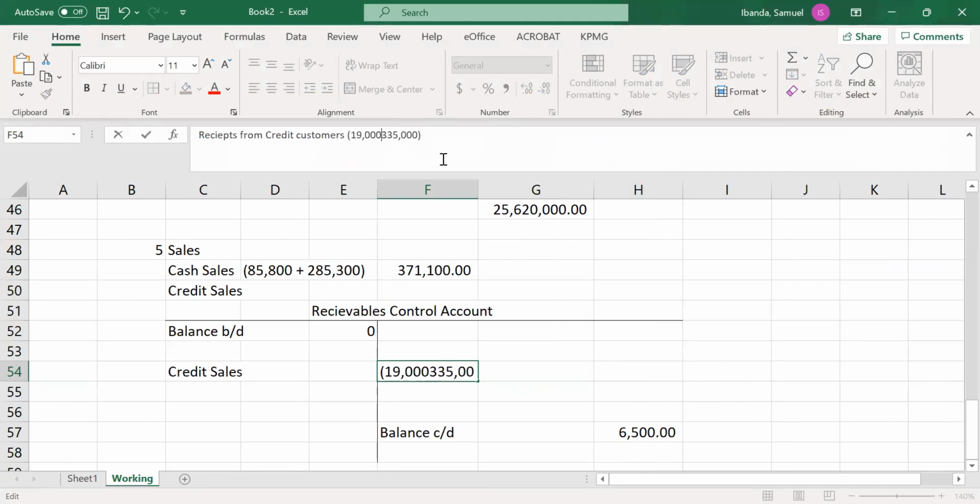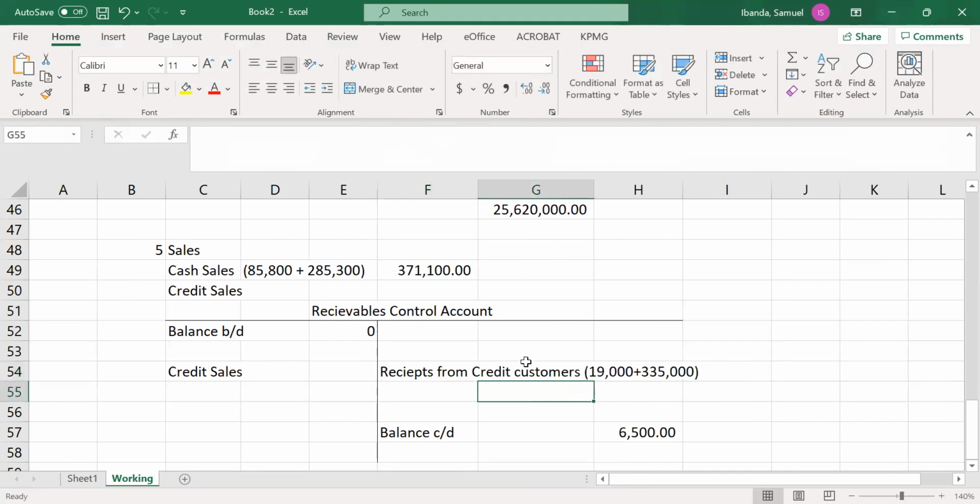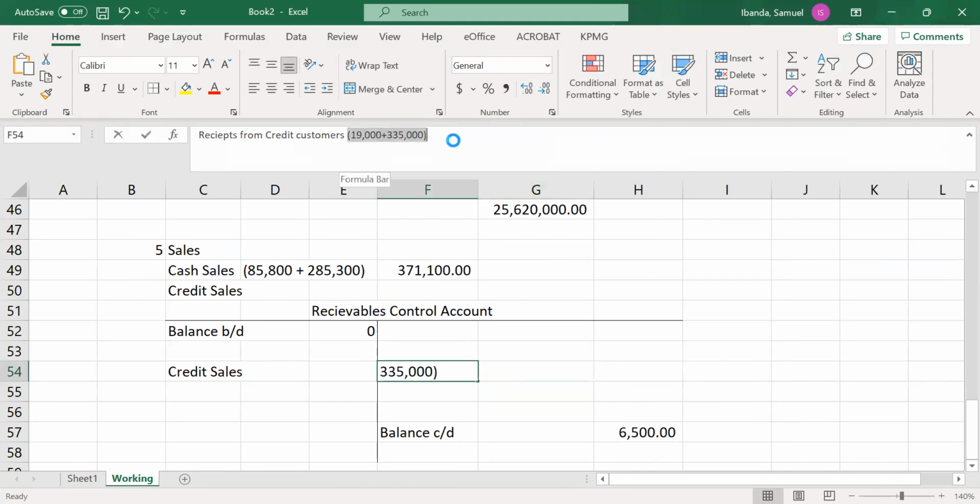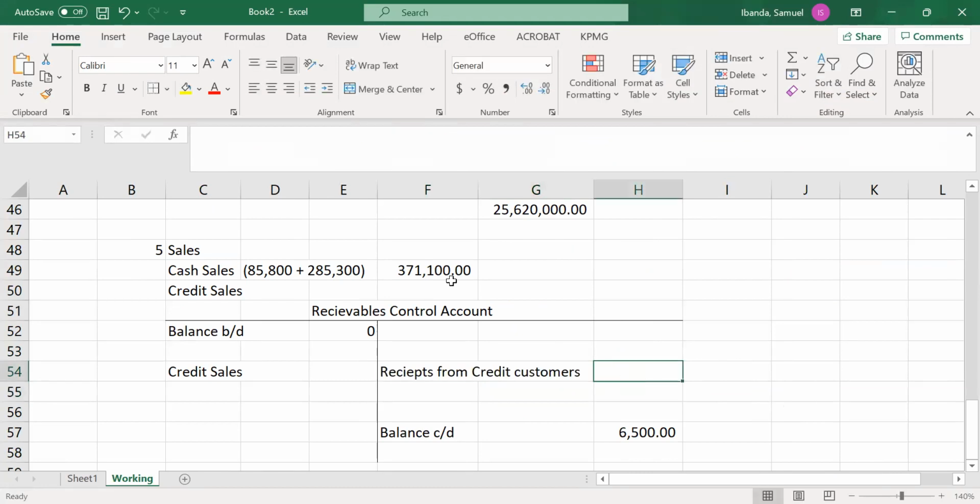So add the two figures together, yeah, and get the answer. So I'll just try to use my Excel here, try to get my answer as you press your calculator. So it gives me 35,400 total. So receipts from credit customers is this.